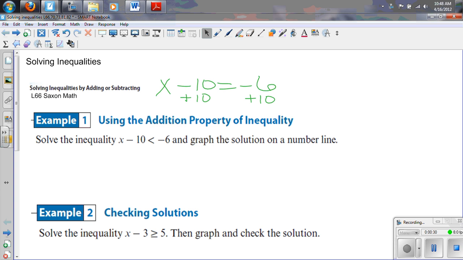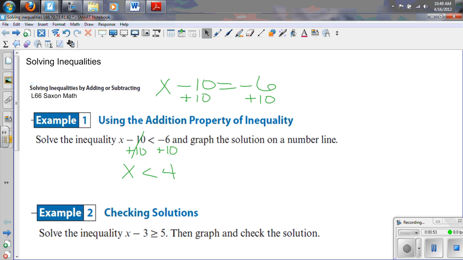Well, we're going to do the same thing, only now we're going to talk about inequalities. And so the property is the same. If we need to add 10 to both sides in an equation, we can do the same thing in an inequality. We can add 10 to both sides, and that doesn't change the inequality. So we have x, cancel the 10s, is less than 4.